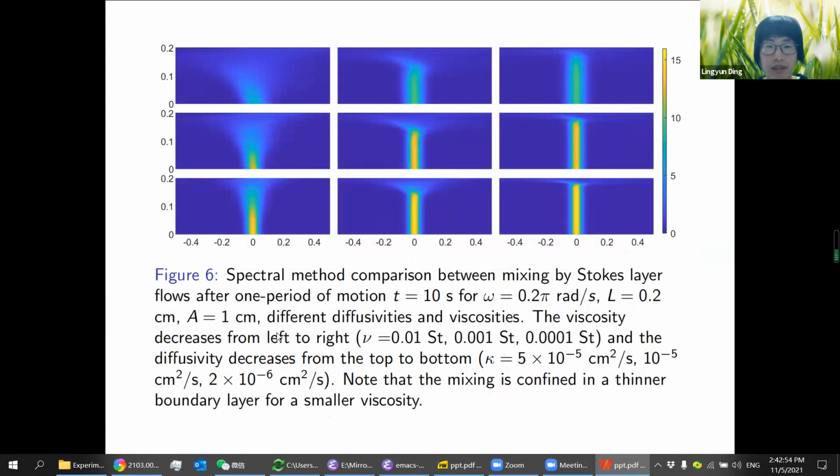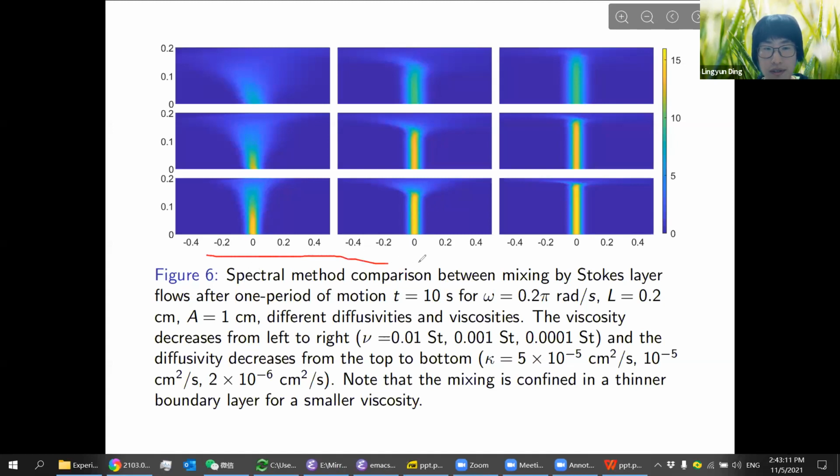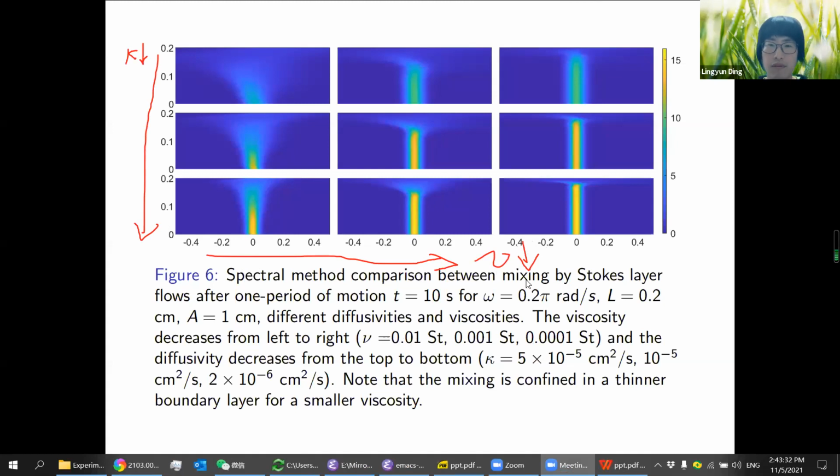Okay, here is a study of the distribution for different parameters. The viscosity is decreasing from right to left, and the diffusivity is decreasing from top to bottom. We can see that if we have a smaller viscosity, the dispersion is more confined near the moving wall boundary. And if the viscosity is larger, the energy could propagate more through the channel.